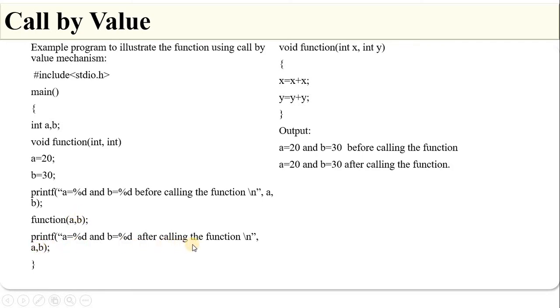A and b, after calling the function, what will be the value of a and b? A and b would be the same, 20, 30. The x and y are changed here, but not the a and b. Thus, a and b will remain intact.